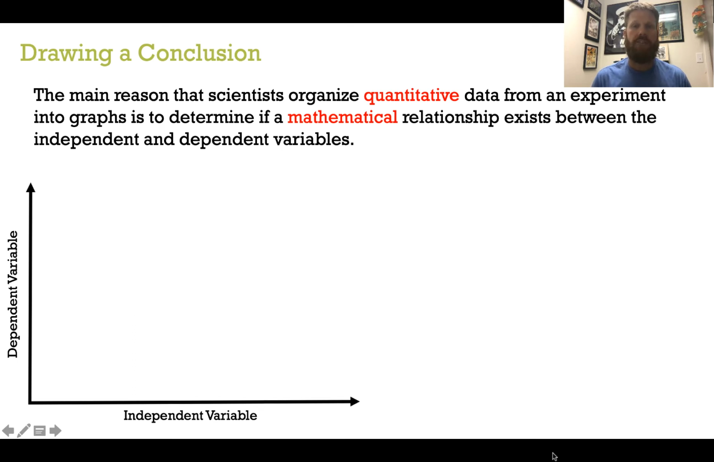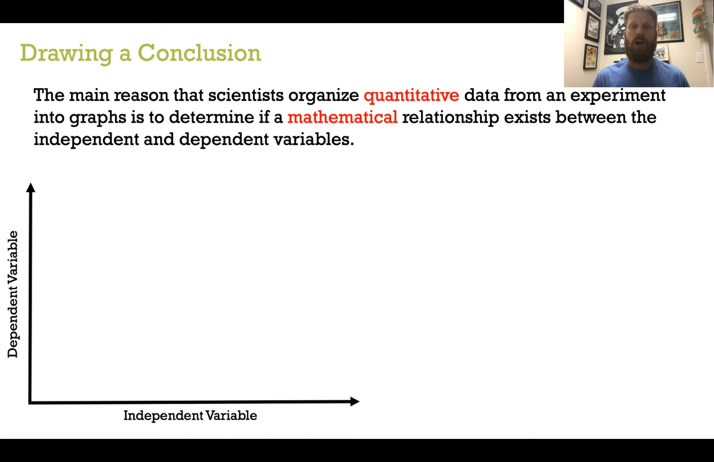A good graph plots the dependent variable on the y-axis against the independent variable on the x-axis. Remember, the independent variable is the one that is changed or manipulated by the experimenter. The dependent variable is the one that responds to that change. It's the one a scientist measures.